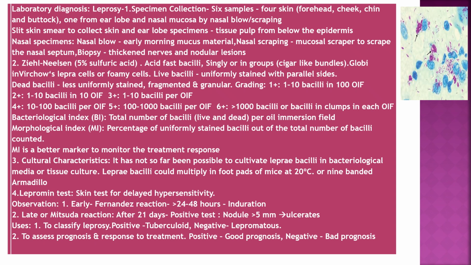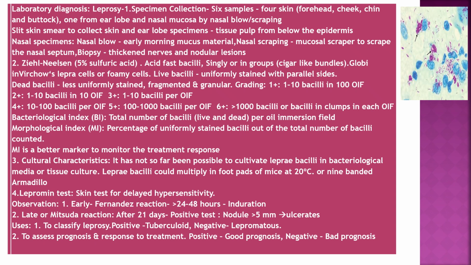Grading: 1 plus, 1 to 10 bacilli in 100 oil immersion fields; 2 plus, 1 to 10 in 10 oil immersion fields; 3 plus, 1 to 10 per oil immersion field; 4 plus, 10 to 100 per oil immersion field; 5 plus, 100 to 1000 bacilli per oil immersion field; 6 plus, more than 1000 bacilli or bacilli in clumps in each oil immersion field.